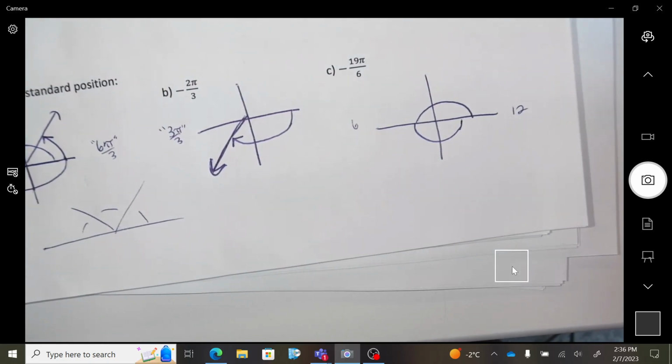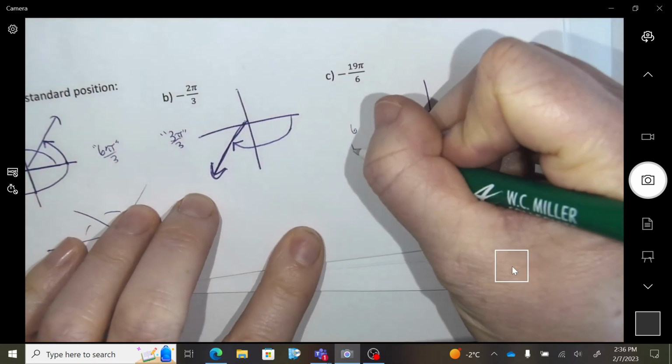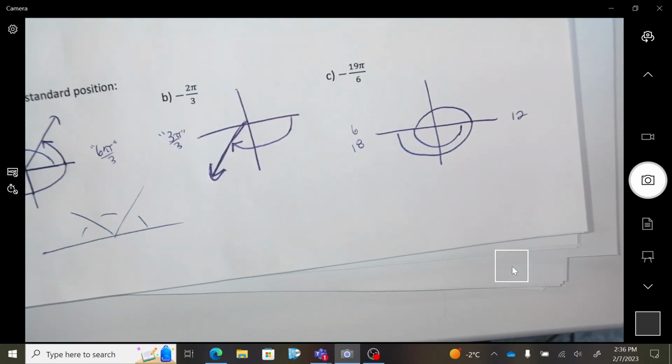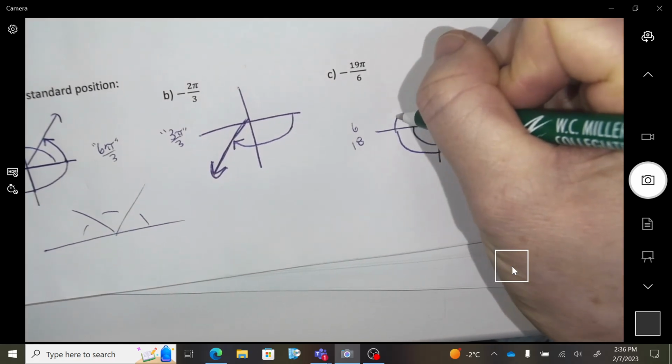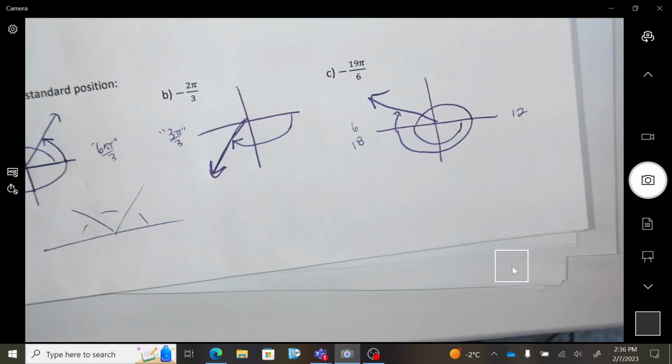What's the next half circle number? If I went in, 18. Yeah, you're right. Now I'm at 18 over 6. And so I'm just going to go a little bit more. Does that make sense? 18 over 6 times 8. You go 3 semicircles.